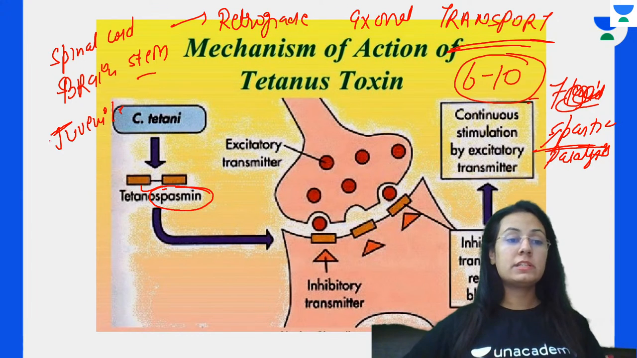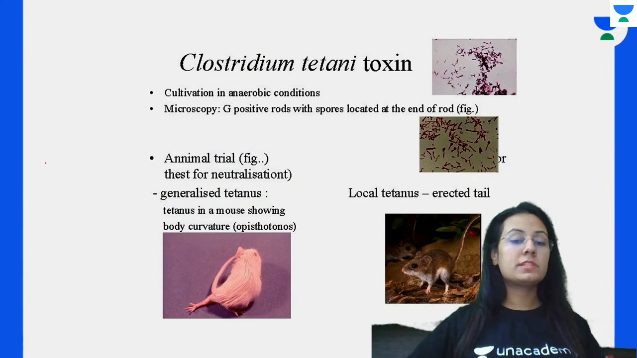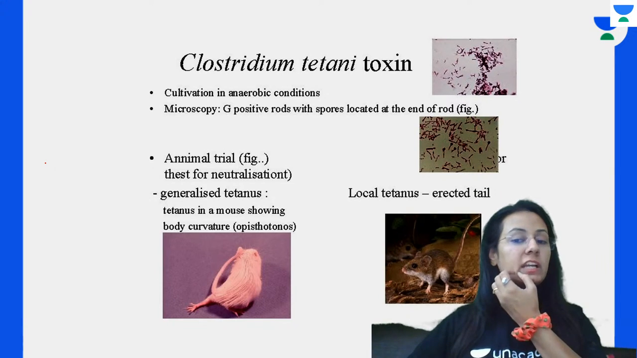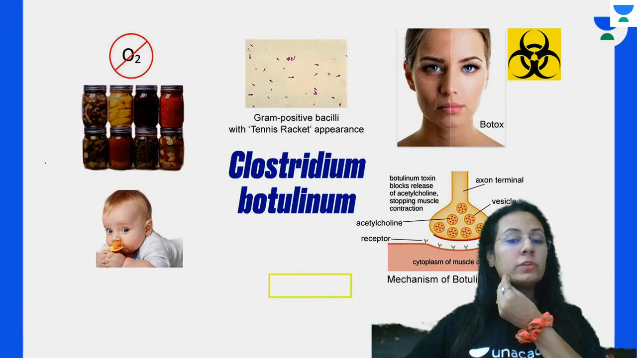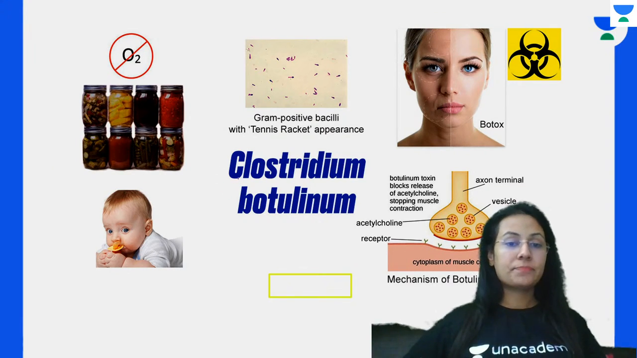And the most serious one is what? The infant, neonatal tetanus or eighth day disease, is the most severe one. To see the toxicity test, we inoculate the tail of the mouse, and we see an erected tail for local tetanus after inoculation, and opisthotonus after generalized inoculation.